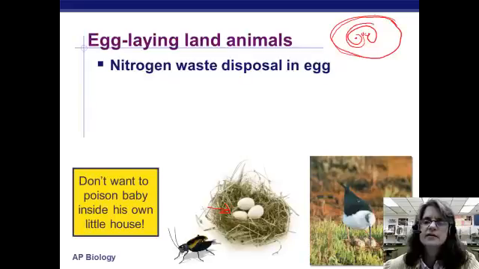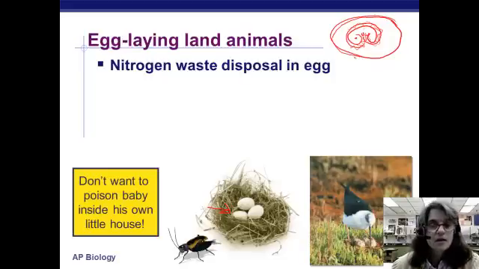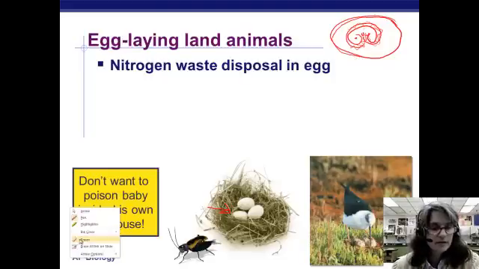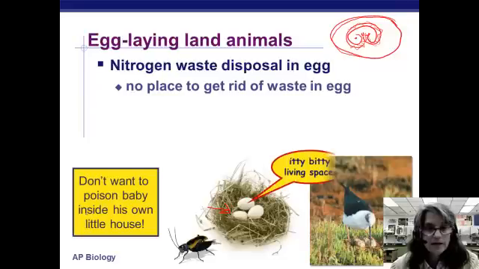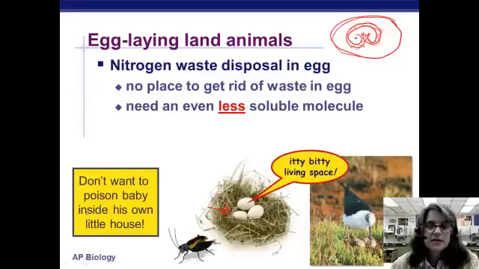Okay? And he is in this little tiny enclosed space, and there's water. He's got a little sac that contains water all around him, and if he produces urea, which is soluble, or ammonia, which is highly soluble, that urea is going to just dissolve in the water all around him. It flows in and out of membranes very, very easily, and he is going to poison himself in his little tiny house with his own waste. We really would rather he did not do that. Okay? So, in an enclosed egg, there is nowhere to pee but in your egg. Very tiny little living space.